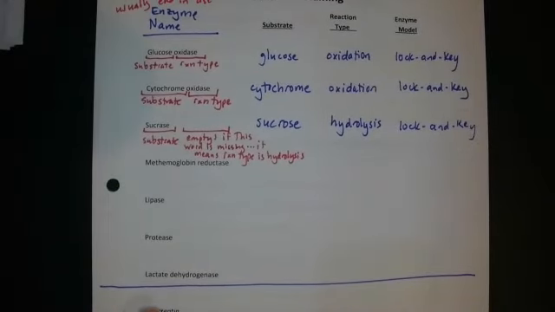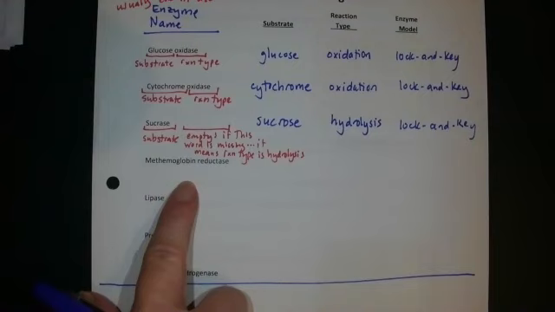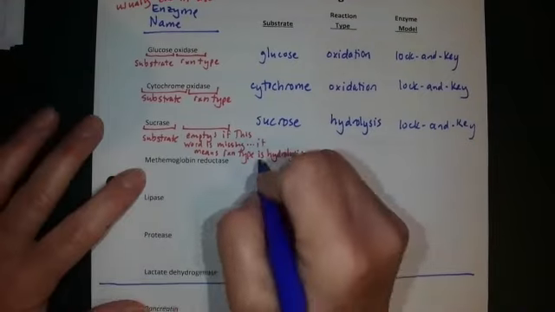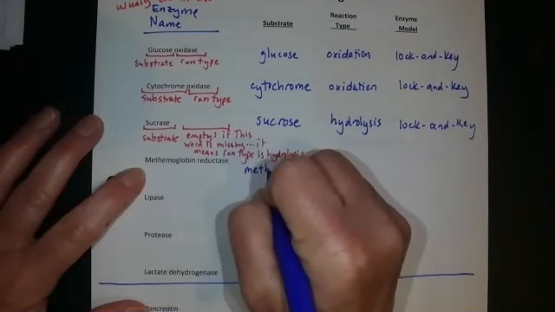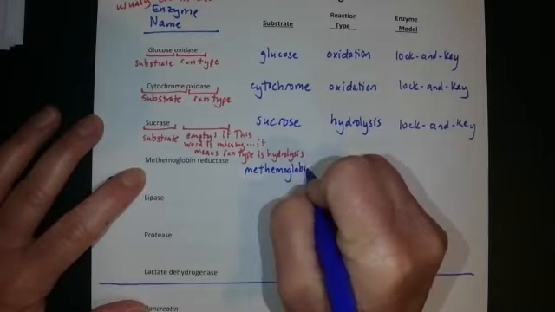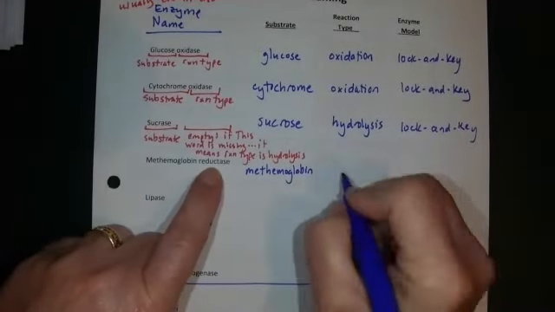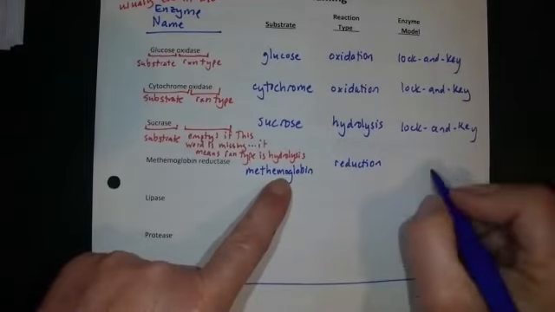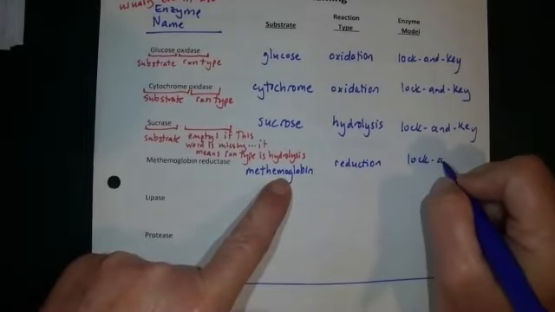How about this one, methemoglobin reductase? Methemoglobin is the substrate, hemoglobin. The reaction type appears to be reduction. This is a specific molecule, so this is lock and key once again.